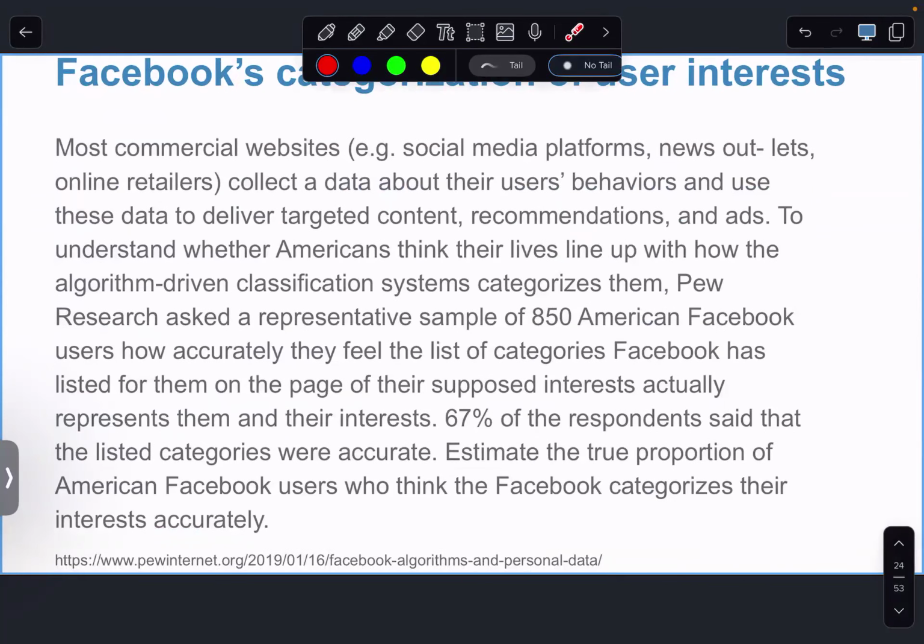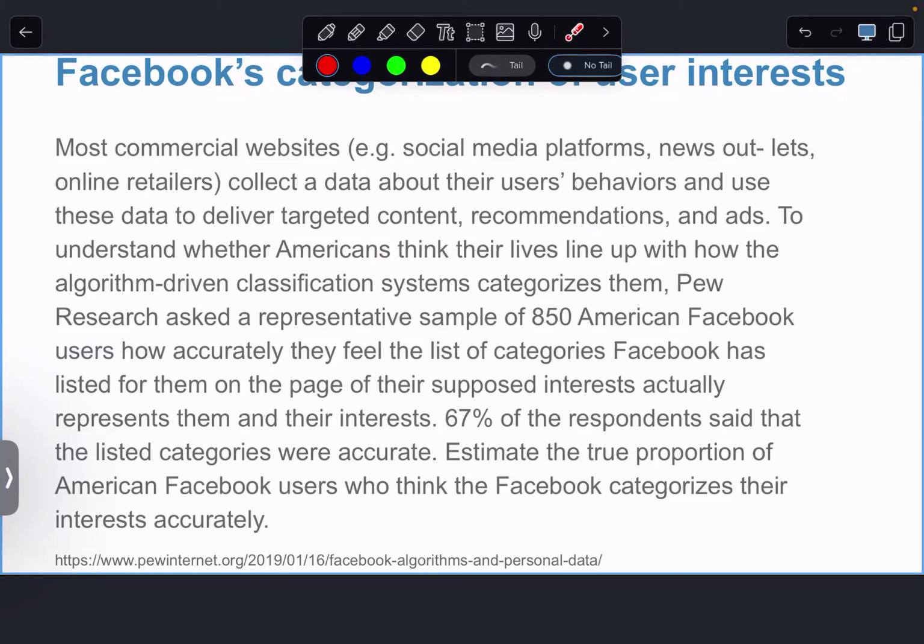Okay. Do I have to read this whole thing? I guess. All blah, blah, blah, some stuff. But most commercial websites collect data about their users' behavior and use these data to deliver targeted content, recommendations, and ads, which I tend to use to my advantage. Like, if I want it to pop up with something, I just say it into my phone a few times.